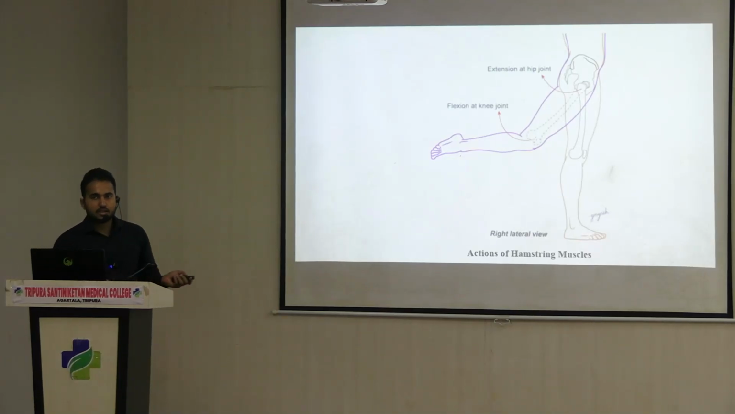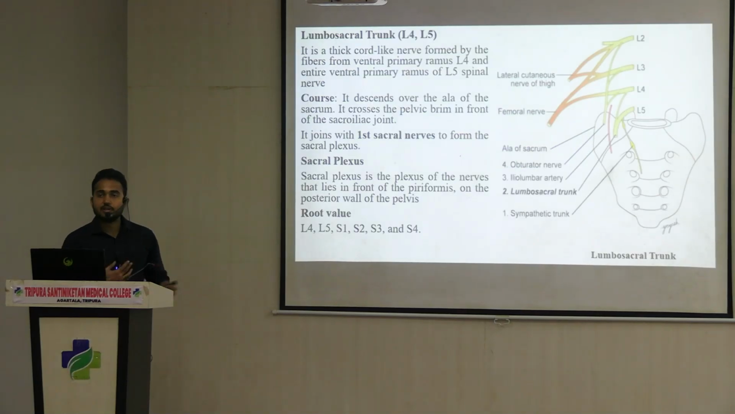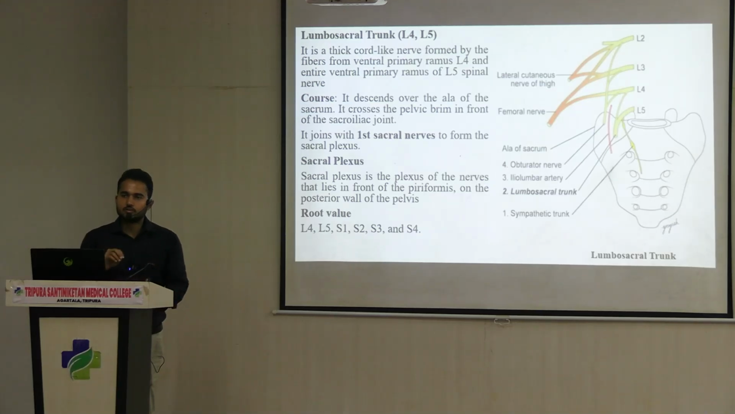Now let's start with the sciatic nerve. Before going to the sciatic nerve, why do we have to study the sciatic nerve? Because here you have seen that all the hamstring muscles must be supplied by the tibial part of the sciatic nerve, or the tibial division of the sciatic nerve. Now what is the tibial division of the sciatic nerve? That you will understand only after you know about the sciatic nerve.